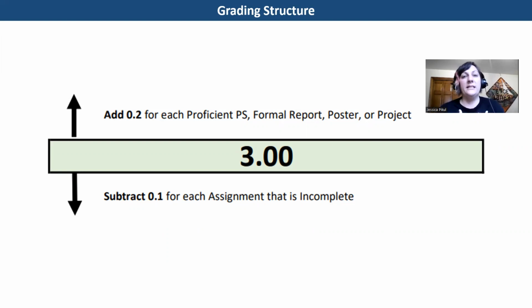And then everything that we do that has the proficient grade option. So those are the problem sets, the formal lab report, the poster, and any optional projects. Those will increase your GPA by 0.2 for each one that's proficient. And for all of these, you can revise them to that proficient level. So that means that if you complete all 3 problem sets, you'll have a 3.6 in the class because each one would be an addition of 0.2. And so basically, we're just adding points for proficiency, and for things that are incomplete, you minus 0.1.